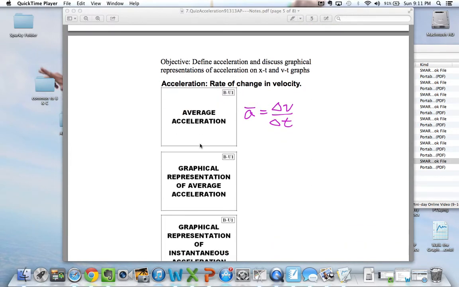Now, once again, you can go and plug this in on your flashcards. For acceleration, we're looking at our change in velocity over change in time, which we can expand out to be final velocity minus initial velocity over the time interval that we're looking at. And in AP terms, that change in velocity is actually V minus V naught.